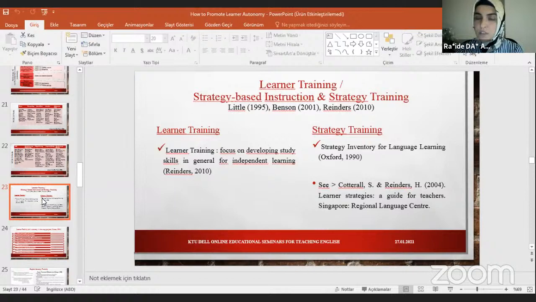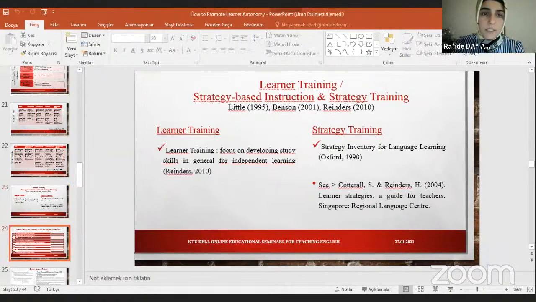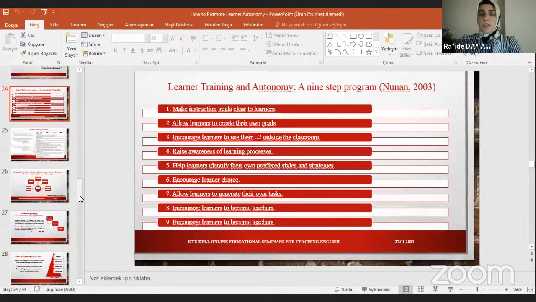And then after determining their level of frequency of using some strategies, you can raise awareness about other ways of using other strategies. So here, the source Learner Strategies: A Guide for Teachers is for you again. You may use that source so as to proceed in how to help your learners in a strategy training program. And here for learner training, Nunan presents a 9-step program for practitioners, for teachers. Let's see what kind of steps you should cover so as to make use of learner training.